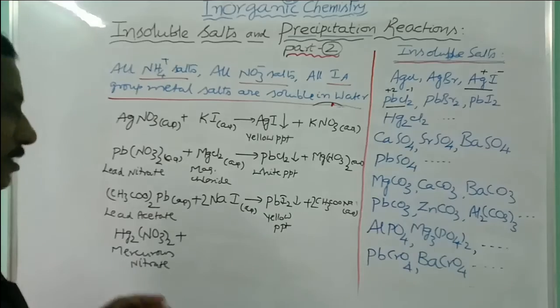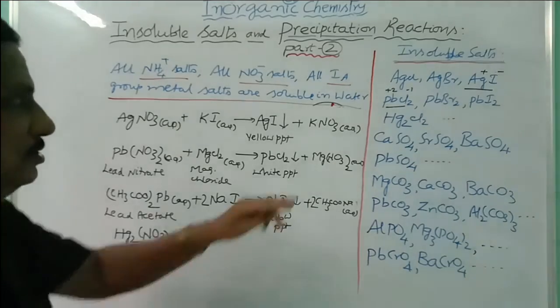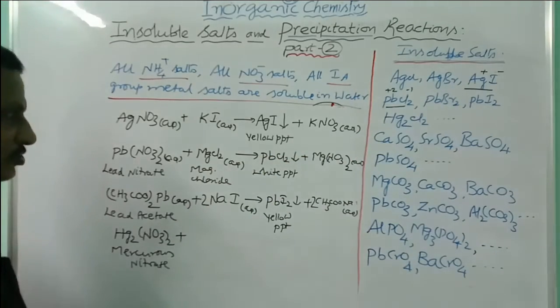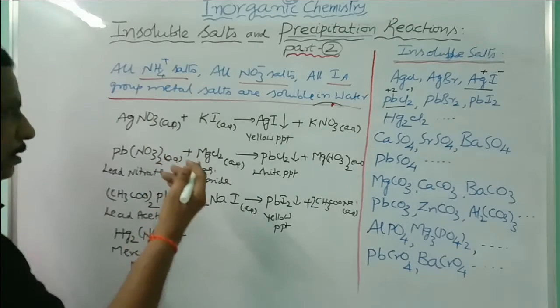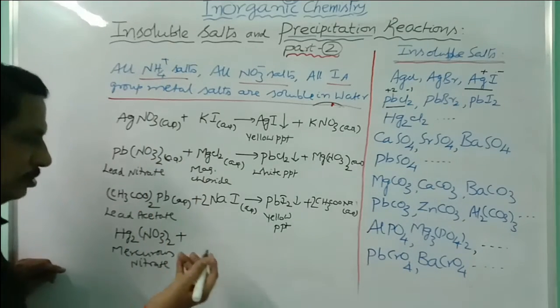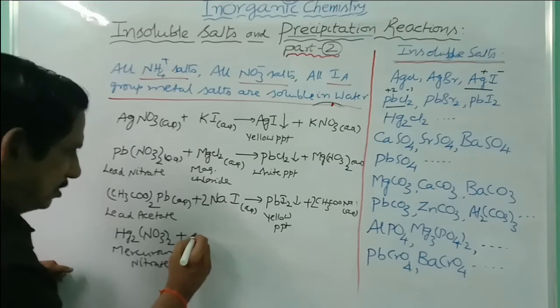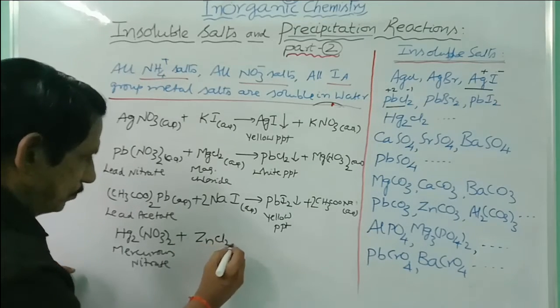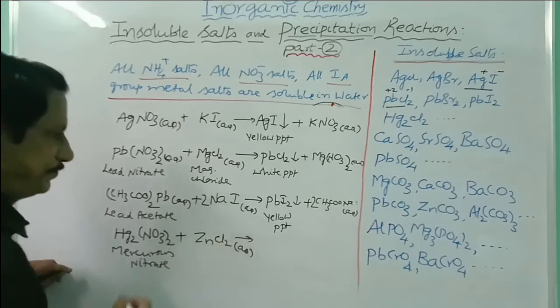Plus you are adding some other salt containing Cl minus, KCl, MgCl2 or even CaCl2. For example, let us add zinc chloride, aqua. This is also soluble.